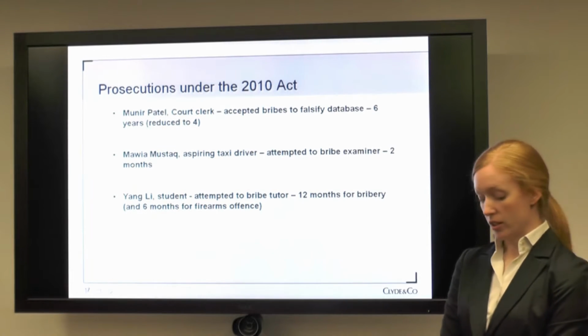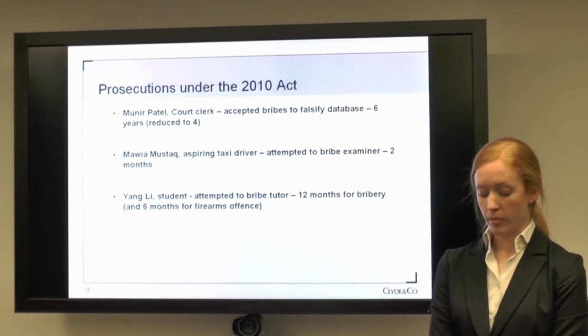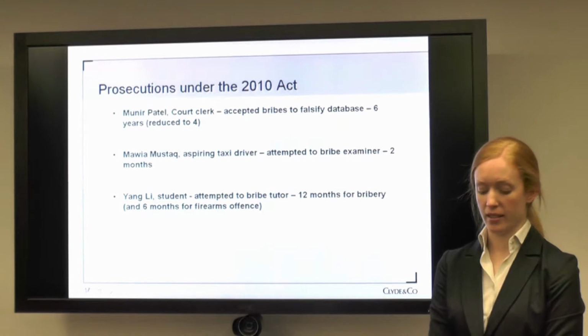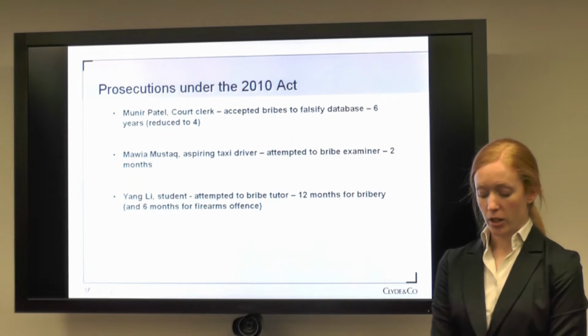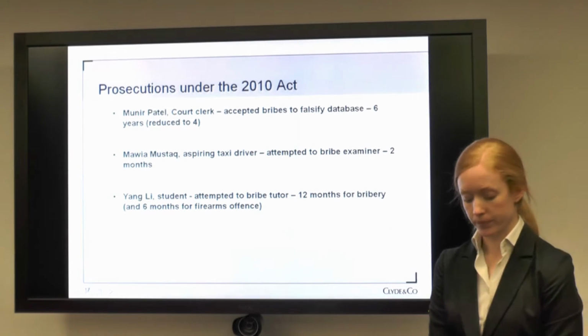Four men have been charged in August 2013 under the Bribery Act by the Serious Fraud Office, and that represents the first charges by the SFO. The men were charged with making and accepting financial advantages, and the case is ongoing.